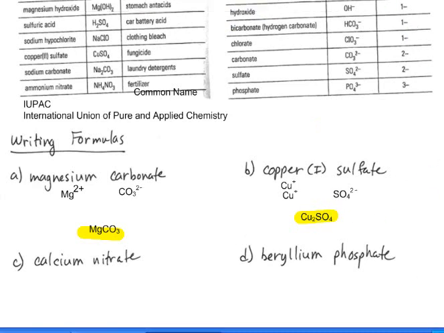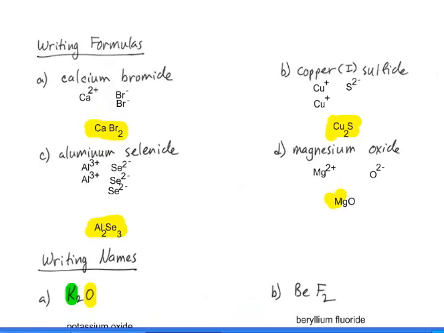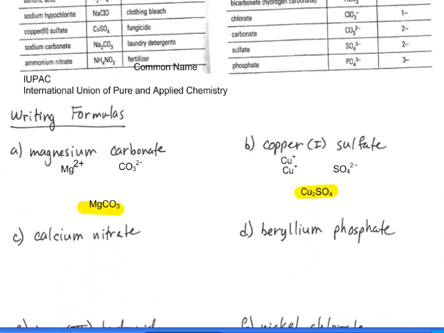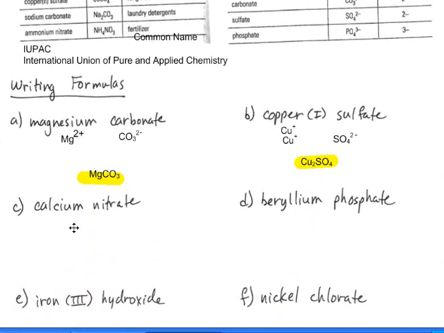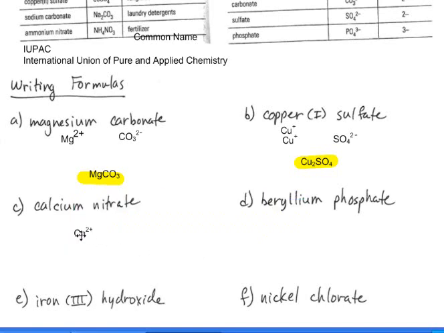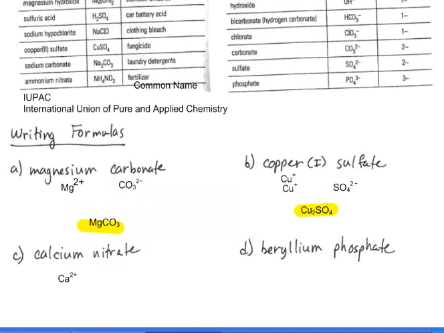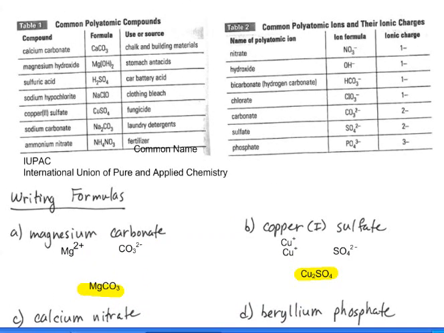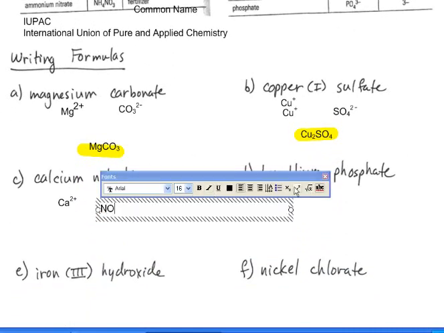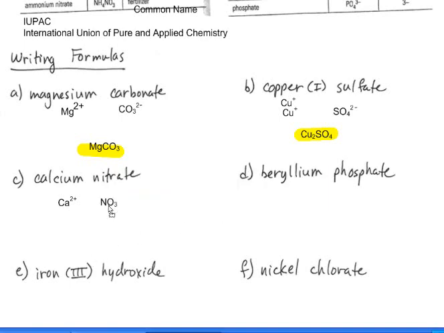Okay, calcium nitrate. So if you go back to your previous booklet, calcium, 2 positive, and you can see it's in group 2, so it's 2 positives. So Ca2+. And then nitrate, if we look up on our negative ion list, nitrate is NO3 minus 1. So NO3. And I'll have to make my negative over here on the side as usual.